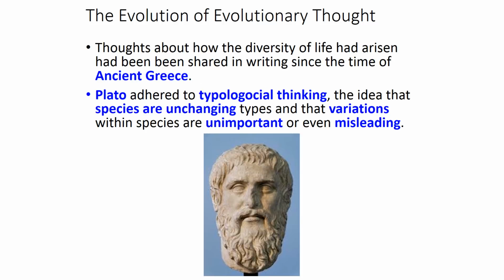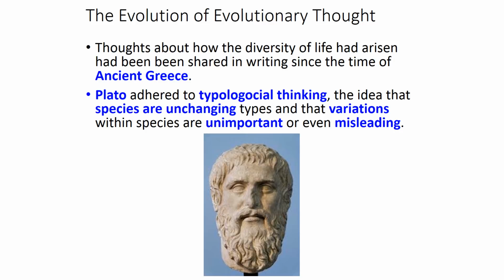So what we're going to do now is talk about how thoughts about species have changed over time. So we can go all the way back to ancient Greece, and we can start with Plato. In ancient Greece, there were a lot of great thinkers who were thinking about the natural world around them. And one of these thoughts was, how did we get all the diversity of life that we see?